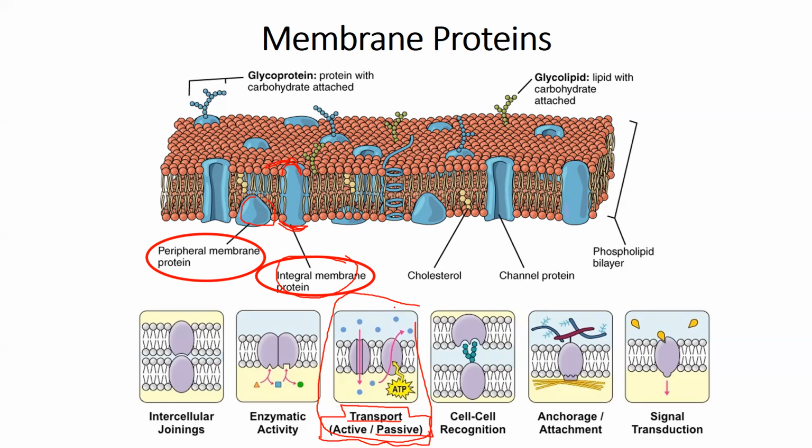Other functions of these proteins include facilitating enzymatic activity, cell recognition, signal transduction. Some of these proteins are attached to the cytoskeleton inside the cell, so they stabilize the cell, and some join cells together, physically attaching two cells. So they serve multiple functions. But the main function that we will focus on is the role of these proteins in transporting some of the materials that don't cross the membrane easily. Okay, are you with me?